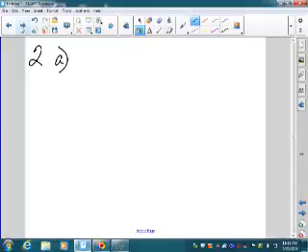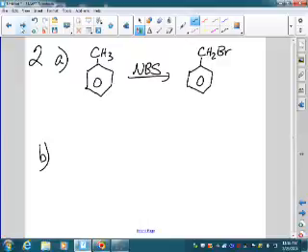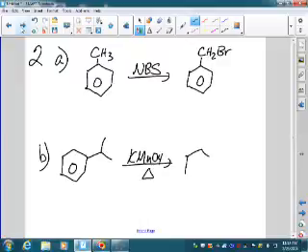Okay, number 2A. Toluene and NBS. Yeah, and there is only one benzylic carbon here, so it replaces one of the benzylic hydrogens with a bromine. There's no such thing as 2 benzylic carbons, unless you have 2 substituents on the ring. Isopropylbenzene and KMnO4, hot KMnO4, makes benzoic acid.